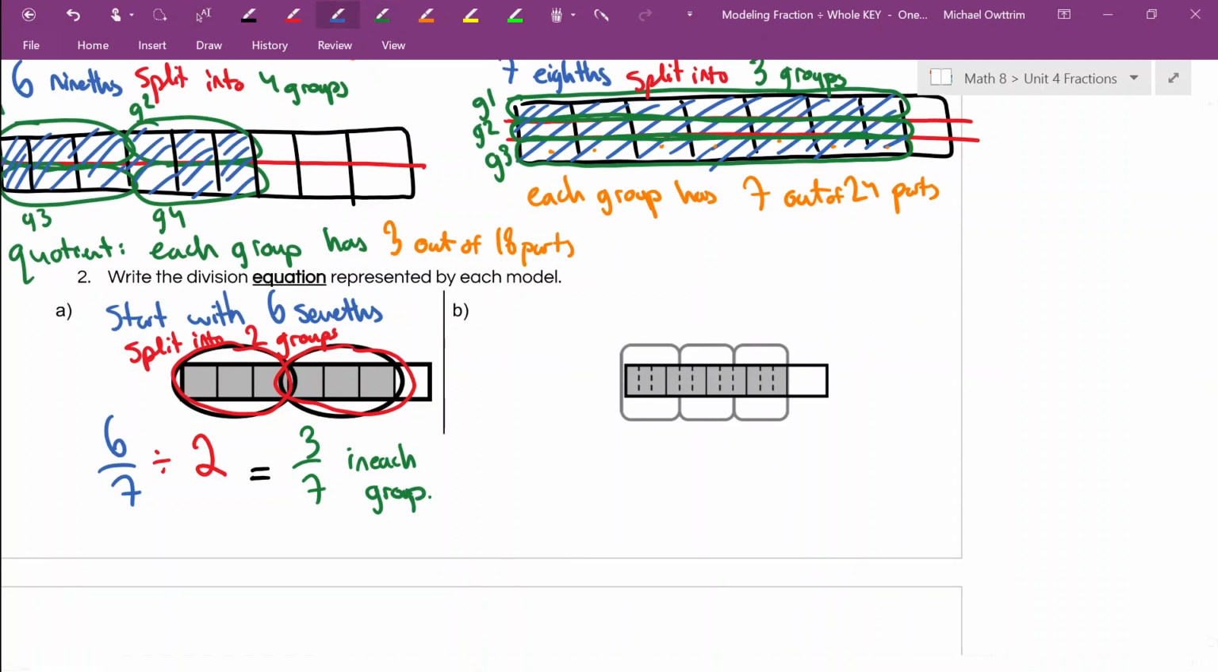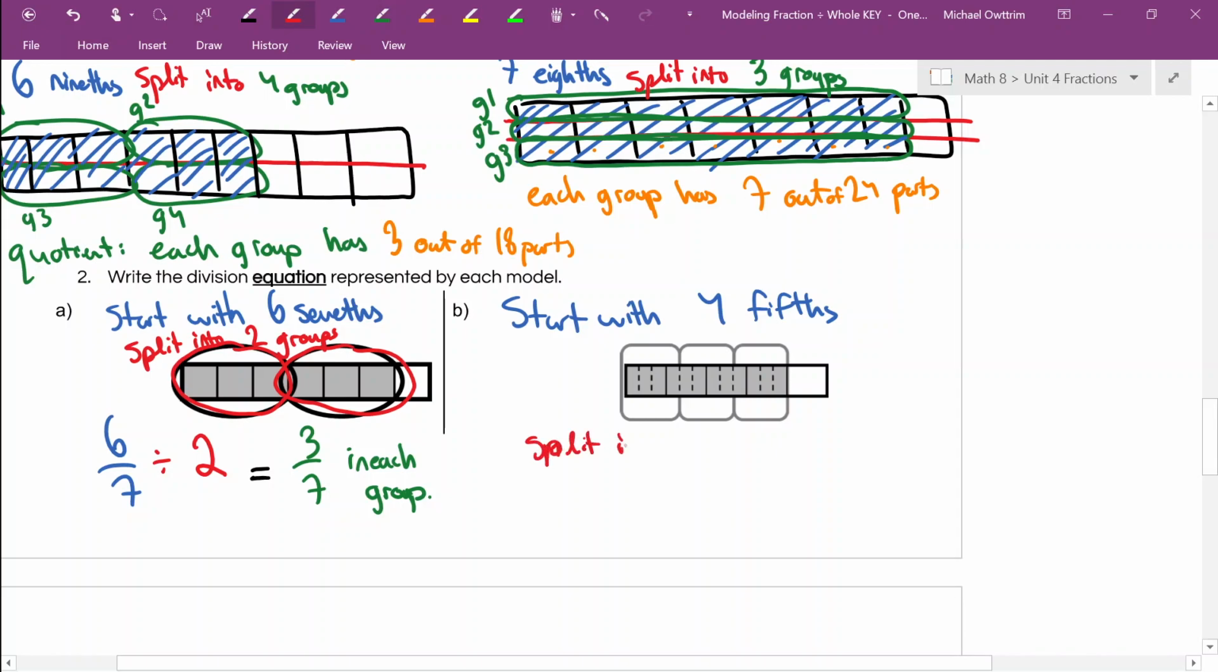Over here, once again, think about the shading that we started with. So notice we've got solid lines and dotted lines. So I see 1, 2, 3, 4 dividing lines. So we started with fifths and 4 of them filled in. Fifths. And then we're splitting into 3 groups. And that makes 1, 2, 3, 4 pieces in each group.